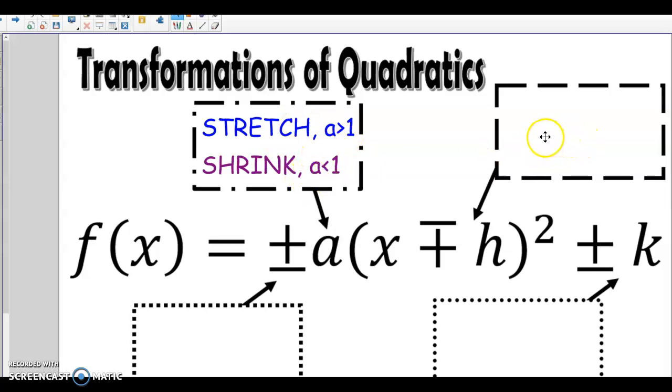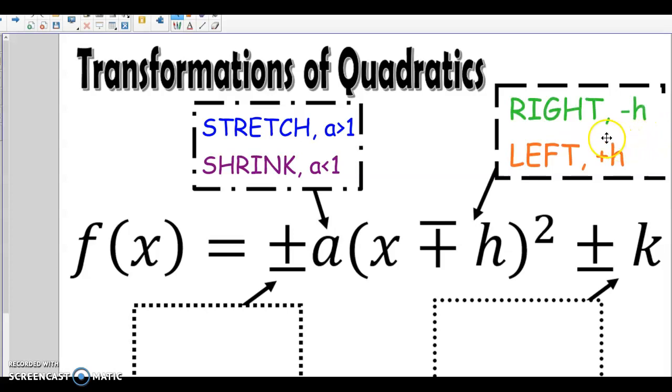Let's go over here and look at H. This is the difficult one, guys. H will shift your parabola to the right or to the left. If H is negative, it shifts your parabola to the right. Usually negative, you would think left, but this particular variable moves the parabola in the opposite direction of what you would think. So whatever number H is right here, if it's positive, it shifts it left. If it's negative, it shifts it right.